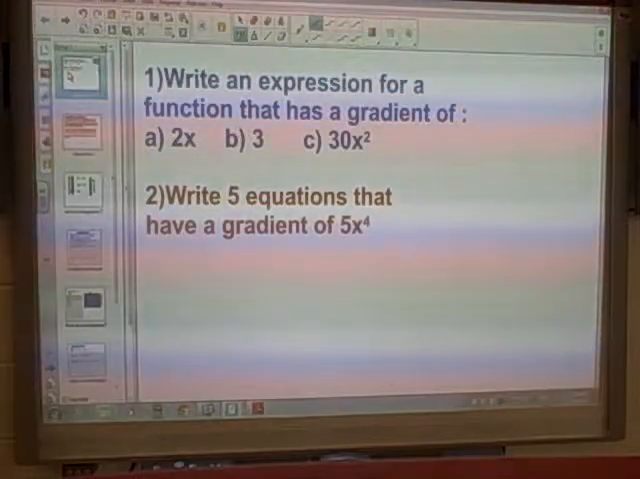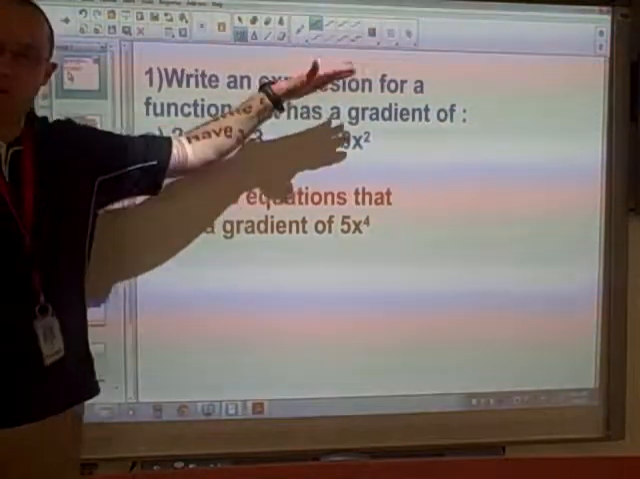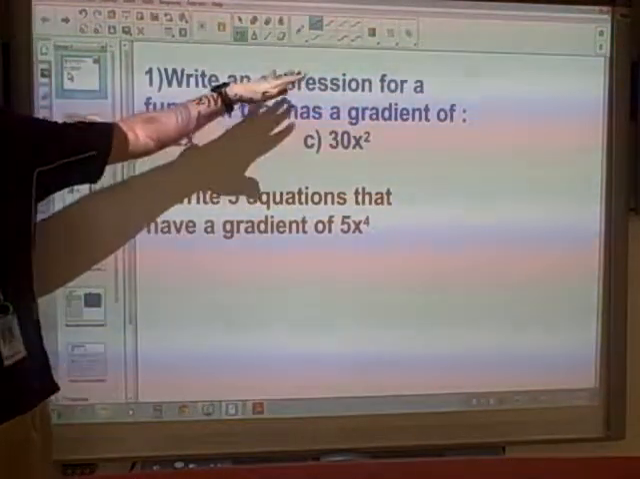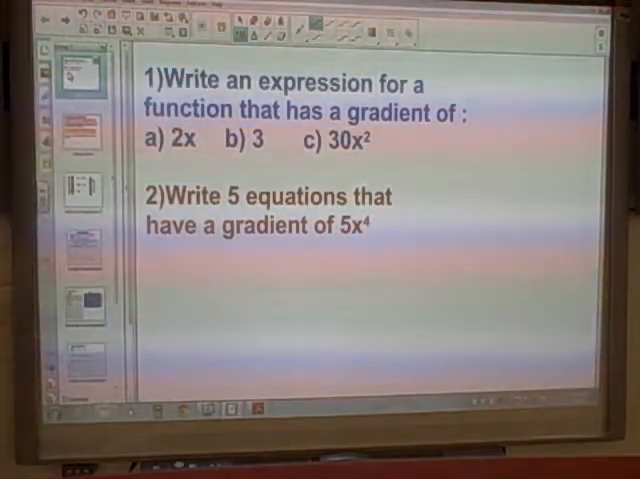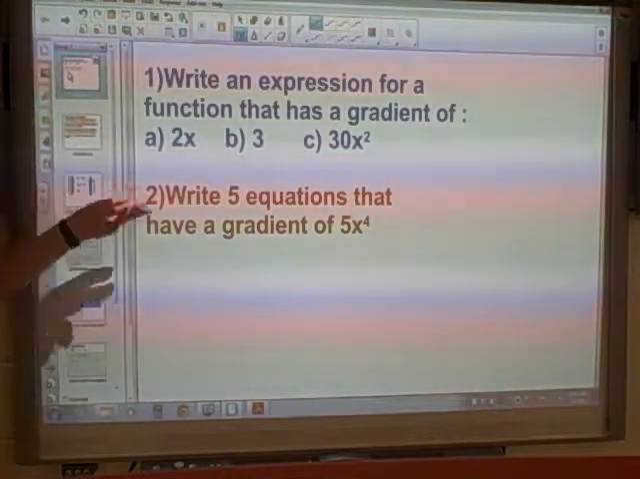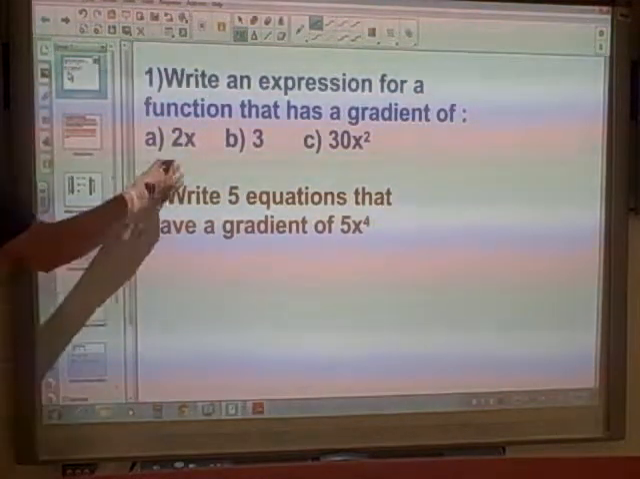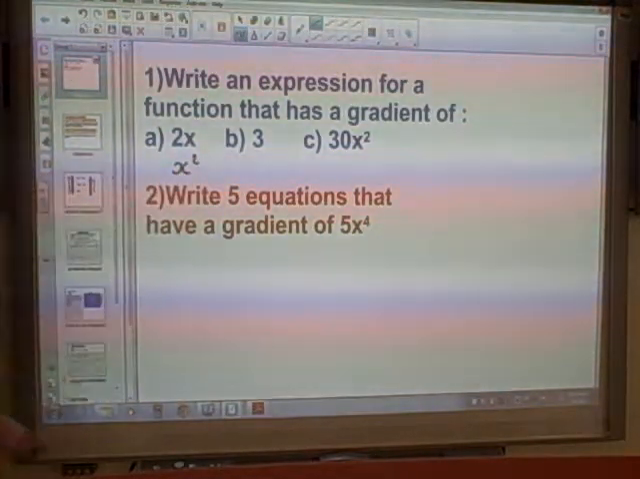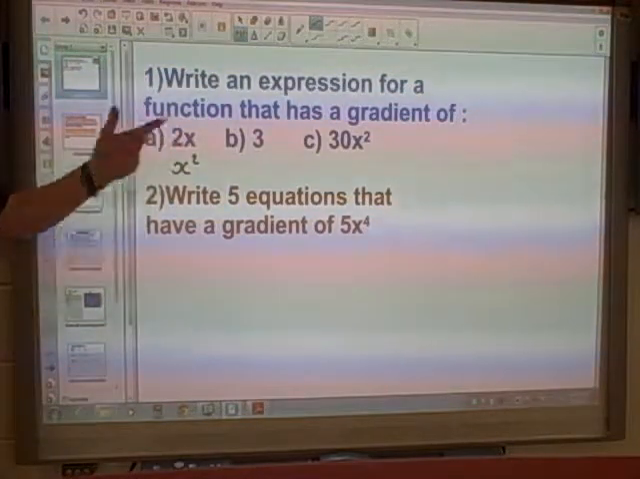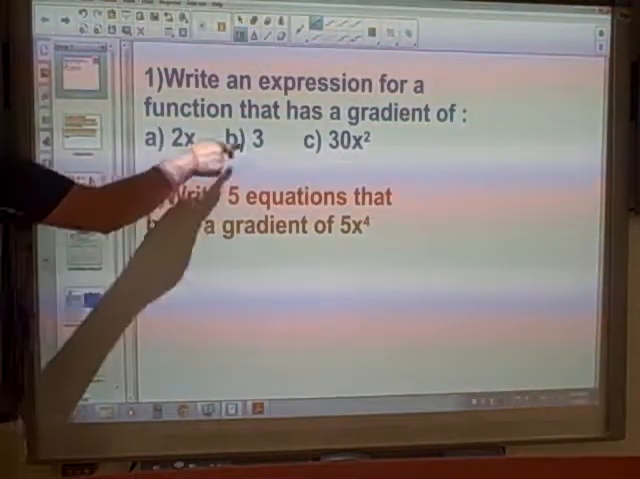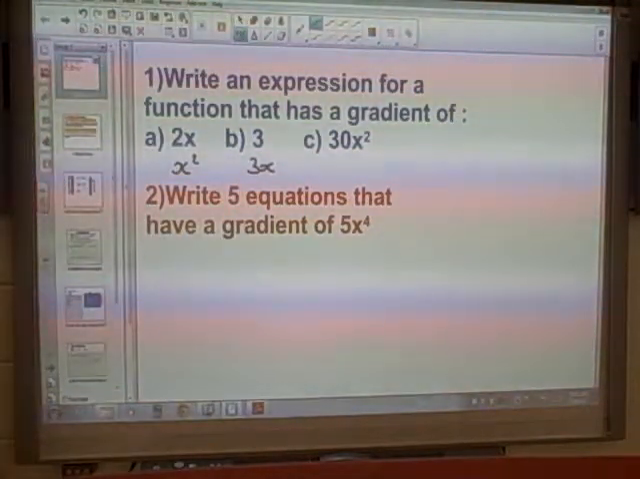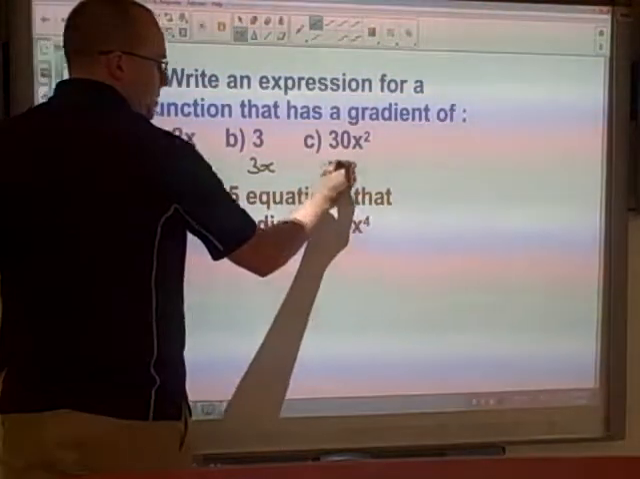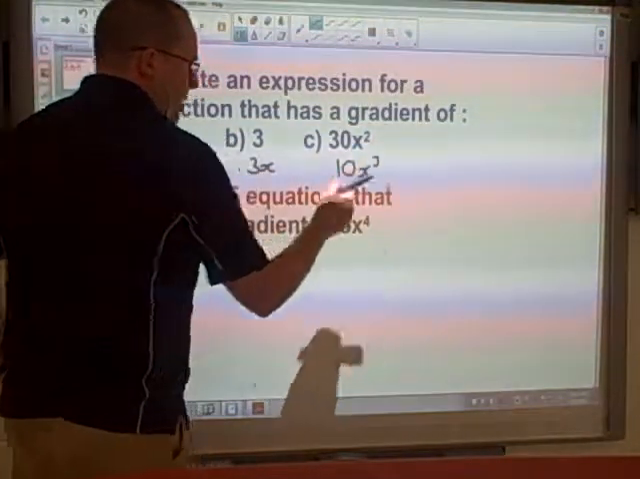Now, the idea with this one is you should recognize that the gradient is dy by dx, and the original equation is going to be y. That's the original function. So what we're actually trying to do is think of something that when you differentiate it, gives you 2x. Now, you should figure out for that one that it's x squared, and you can try if you differentiate x squared, you do indeed get 2x. For 3, that's just going to be 3x. And then with a little bit of experimentation for this, you should be able to figure out this is 10x cubed.